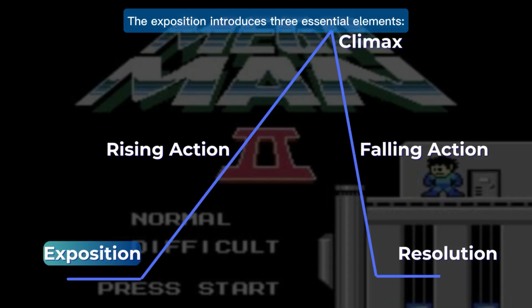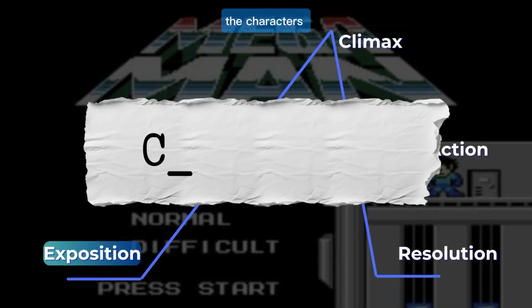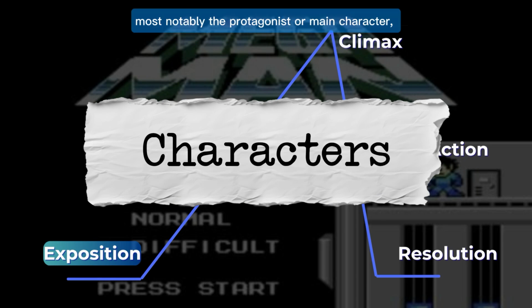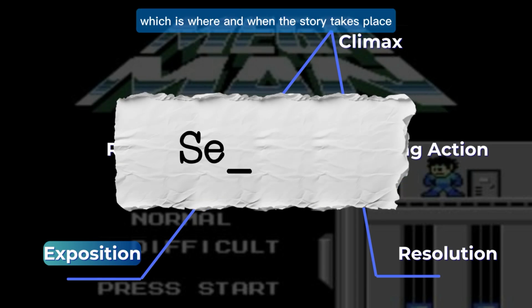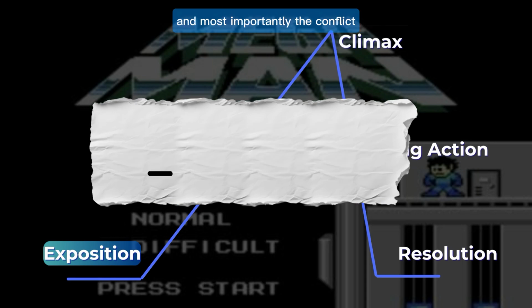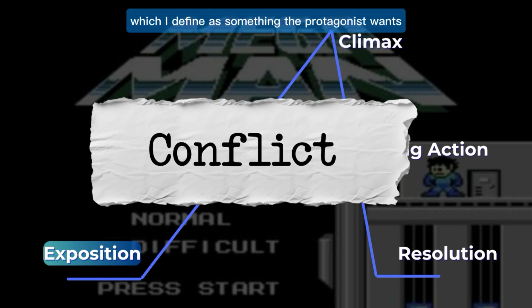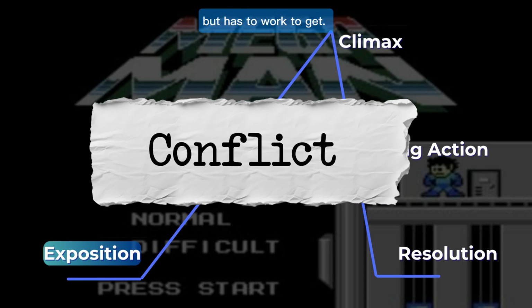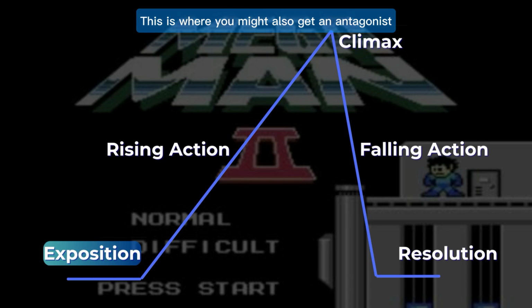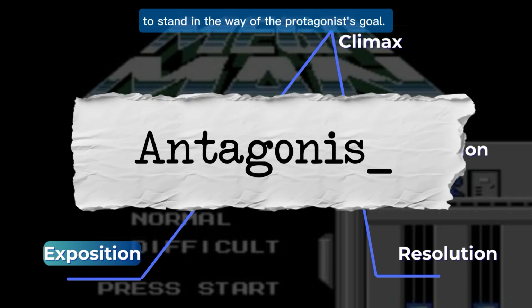The exposition introduces 3 essential elements: the characters, most notably the protagonist or main character, the setting, which is where and when the story takes place, and most importantly, the conflict, which I define as something the protagonist wants but has to work to get. This is where you might also get an antagonist to stand in the way of the protagonist's goals.